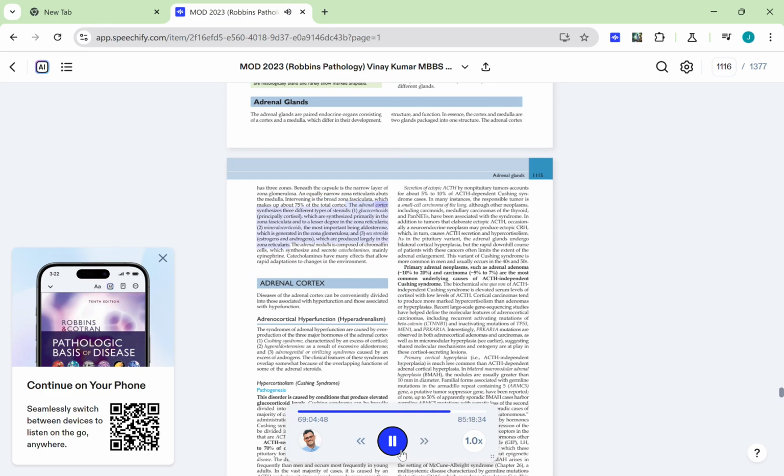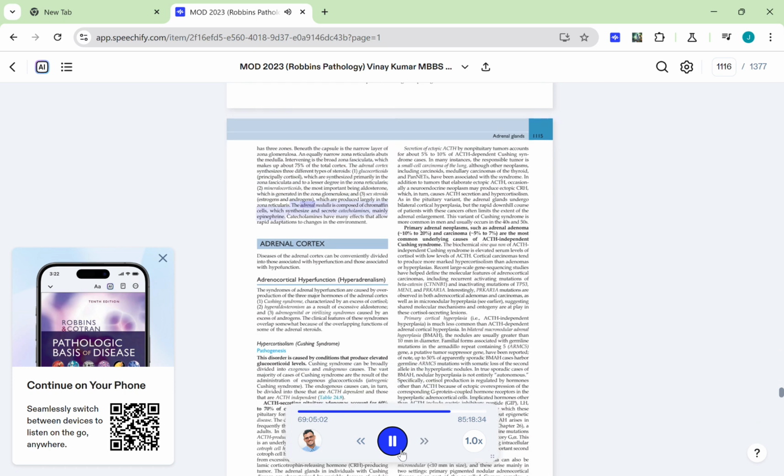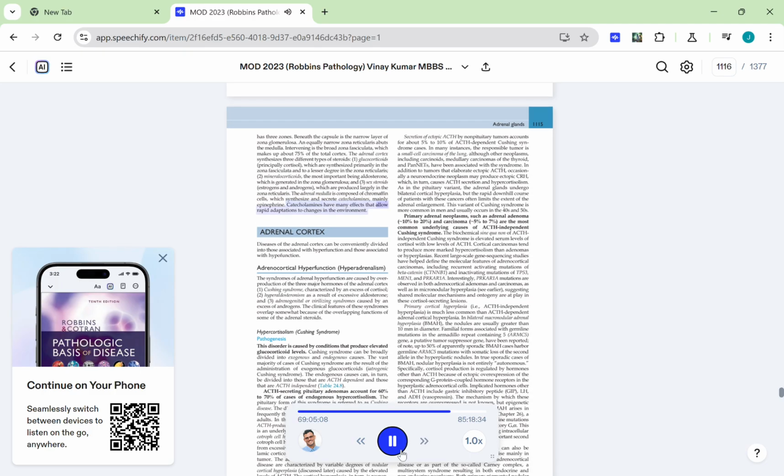The adrenal cortex synthesizes three different types of steroids: glucocorticoids, which are synthesized primarily in the zona fasciculata and to a lesser degree in the zona reticularis; mineralocorticoids, the most important being aldosterone, which is generated in the zona glomerulosa; and sex steroids, which are produced largely in the zona reticularis. The adrenal medulla is composed of chromaffin cells, which synthesize and secrete catecholamines, mainly epinephrine. Catecholamines have many effects that allow rapid adaptations to changes in the environment.